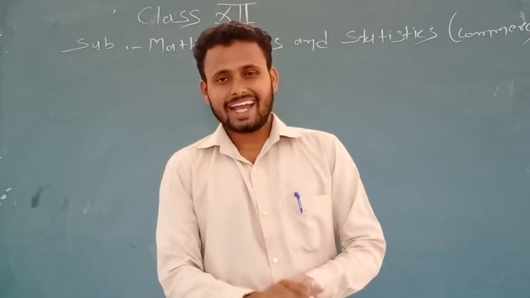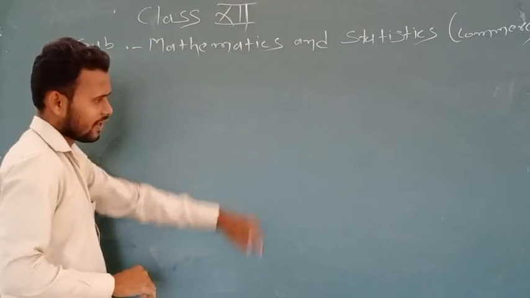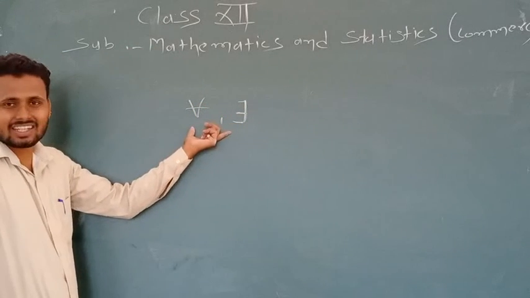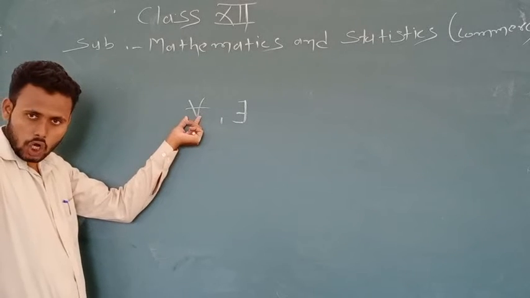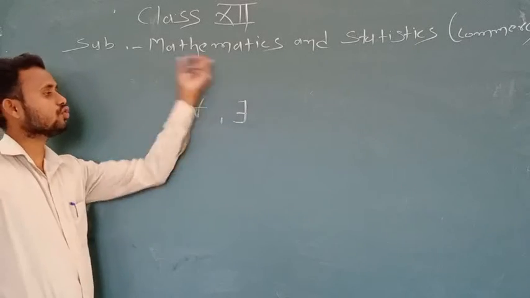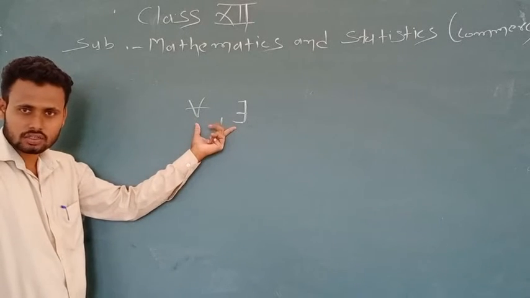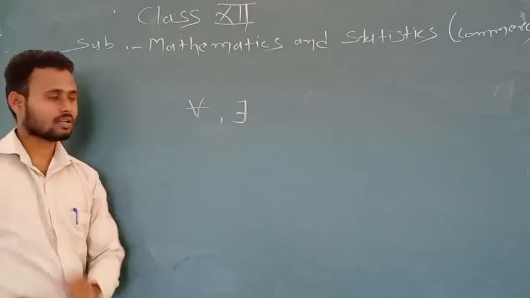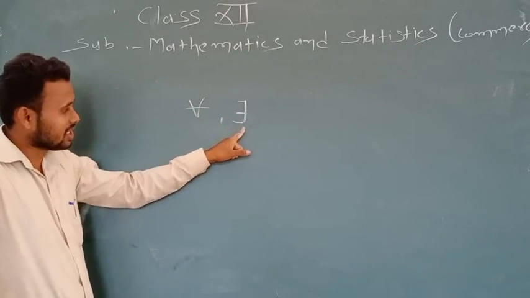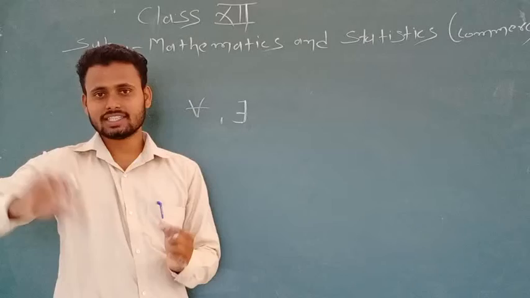Next point is quantifiers and quantified statements. First, quantifiers. These are the two quantifiers: this symbol denotes "for all" and that symbol denotes "there exists", and these two symbols are called quantifiers. We use these two symbols to write a statement in mathematical form. Now we use these two symbols to convert a sentence into mathematical form.